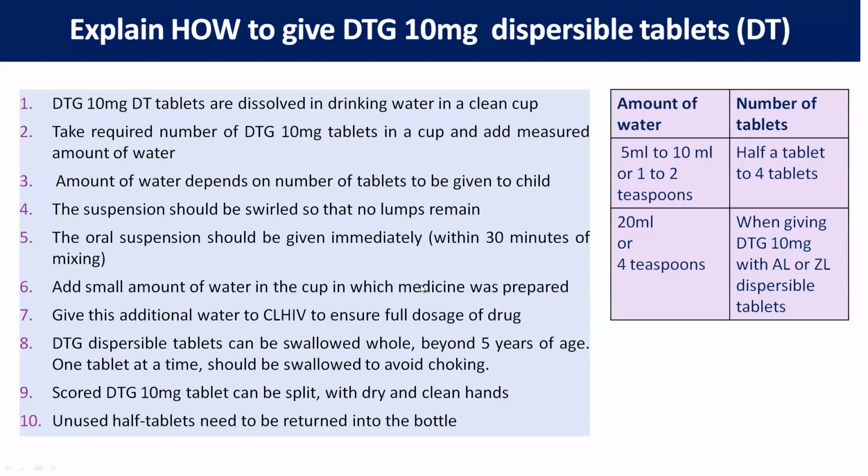So how to give the DTG-based tablet is very important. Dispersible means it is dissolved in drinking water. So where do we do this? In a clean cup with drinking water. First, take the required number of DTG tablets in a cup and add a measured amount of water. Before that, first you see how many tablets you have to give.